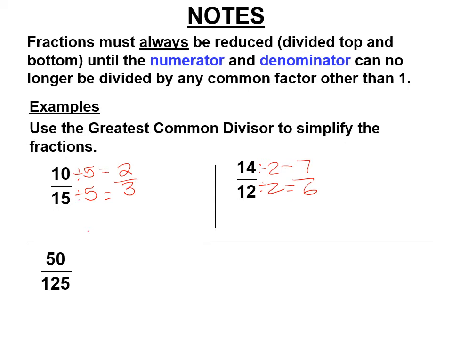50/125ths. Now, if you see the 0 and a 5 there, definitely 5 is a factor. But is there something bigger? Well, it turns out there is: 25. 25 times 2 is 50. So 50 divided by 25 is 2. 125 divided by 25 is 5. This simplifies to 2/5.